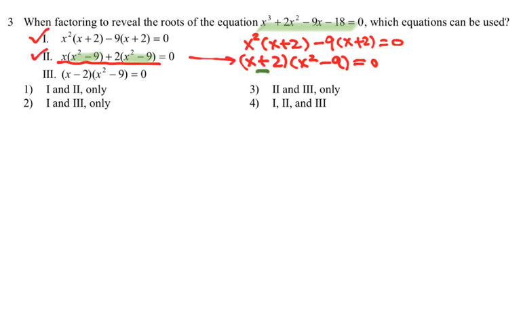Alright, but we get to realize that we have x plus 2, not x minus 2, therefore the third one is out. This gives us choices 1 and 2 to be our answer, so therefore option number 1 is our answer. Alright, let's move on to the next problem.